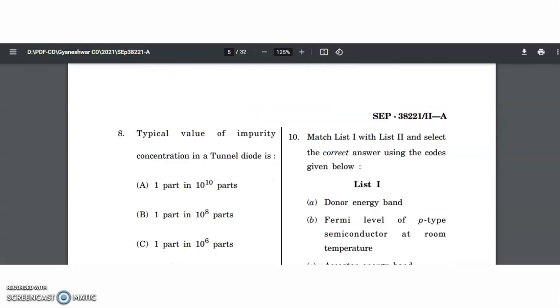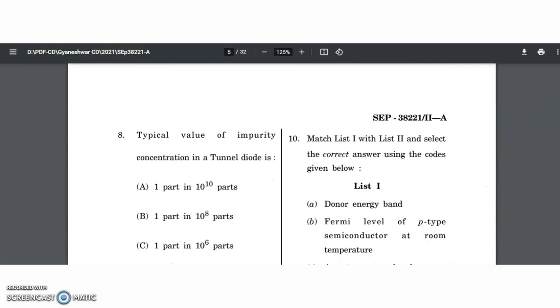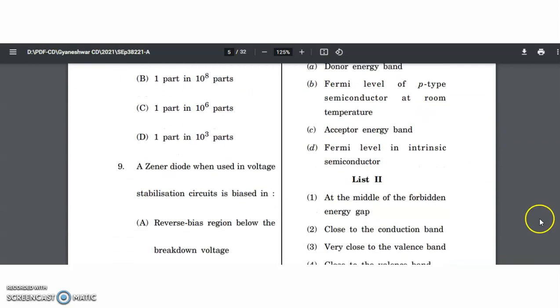And coming to the 10th question. Here list 1 and list 2 are there, so have a look. In list 1: donor energy level, Fermi level of the p-type semiconductor at room temperature, acceptor energy band, Fermi level in the intrinsic semiconductor. If you look at list 2, the Fermi level in the intrinsic semiconductor is almost at the middle of the energy band gap, right? That means D goes to 1.